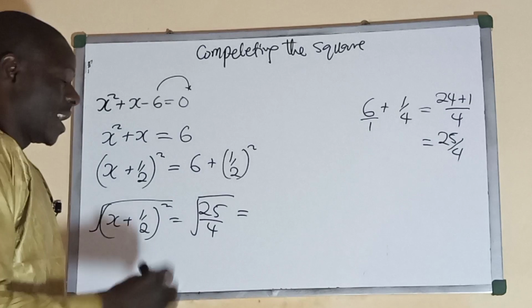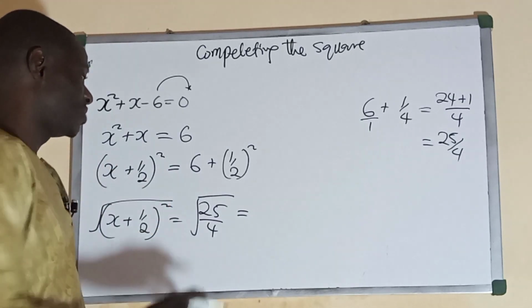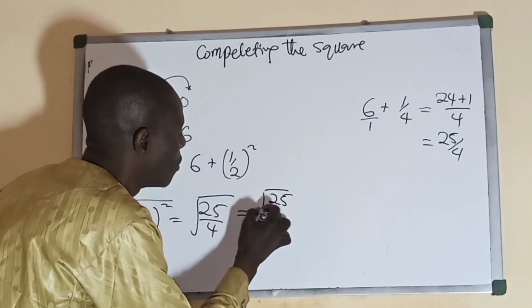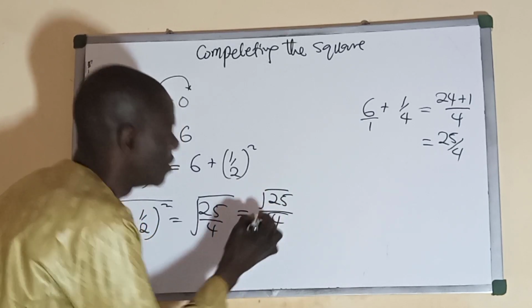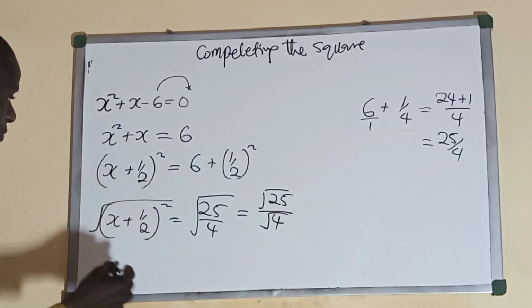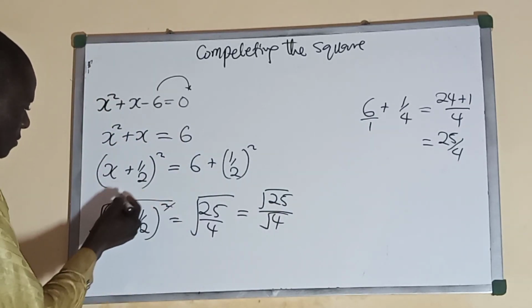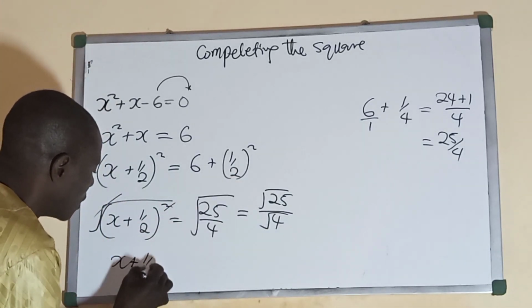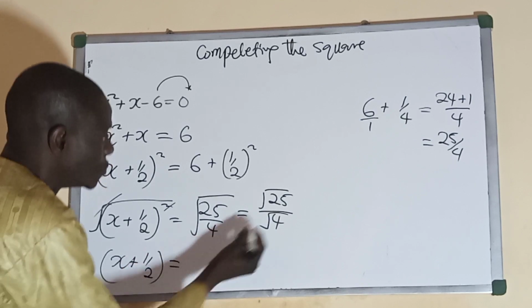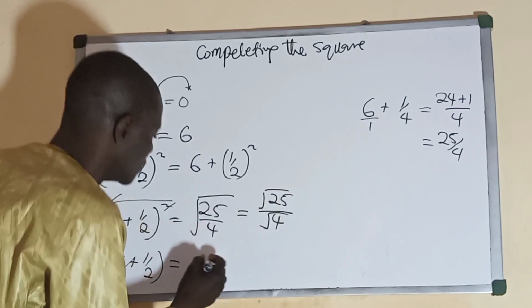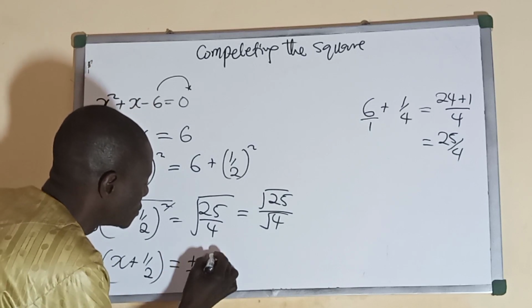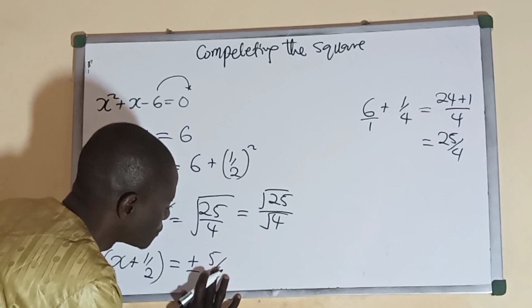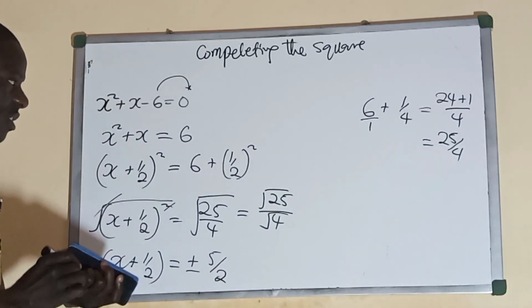This is the same as, I hope you are following, if you do not understand, you are free to ask me through the comment section. So here we have root of 25 all over root of 4. If you remember the law of surds, the square cancels the square root. So here we have x plus 1 all over 2 equals the square root of 25, which is 5, so we have plus or minus 5 all over the square root of 4, which is 2. Very simple. Can we see it?